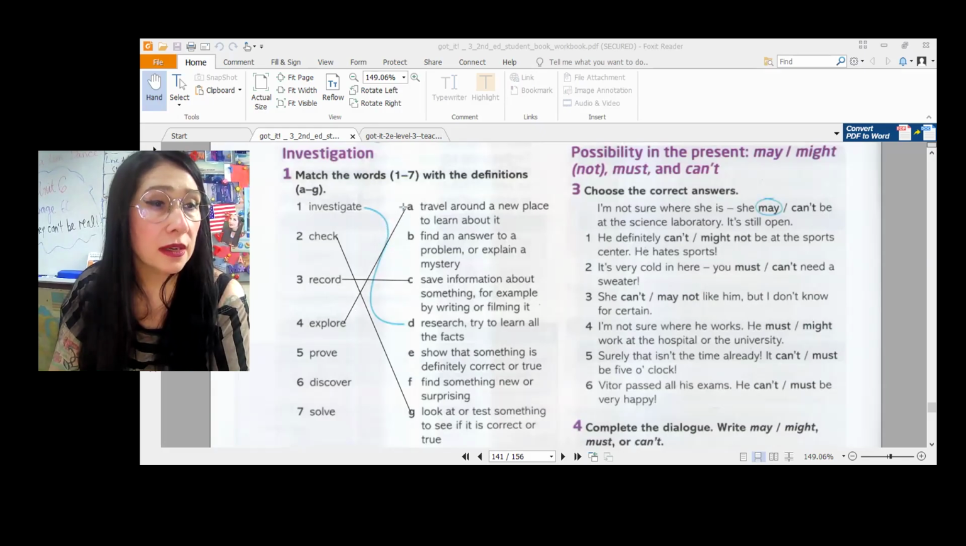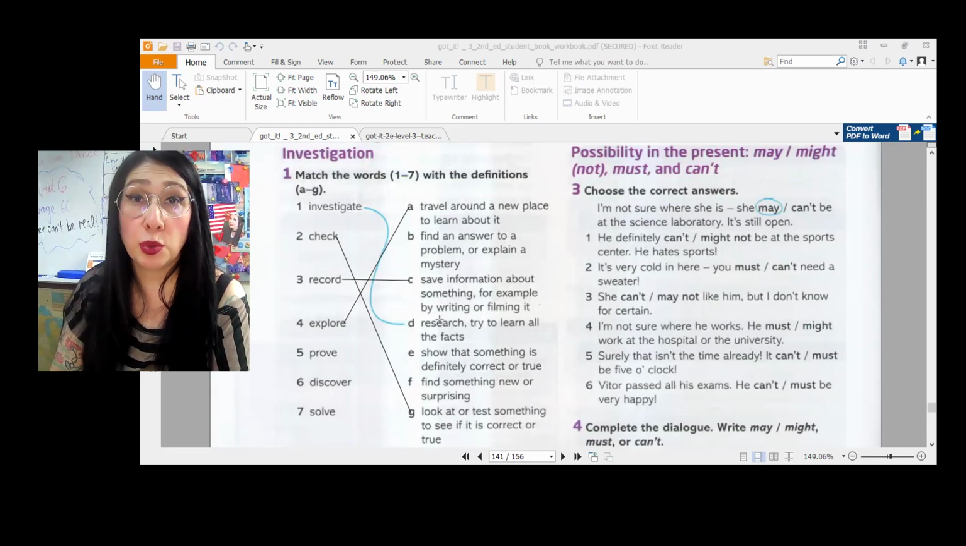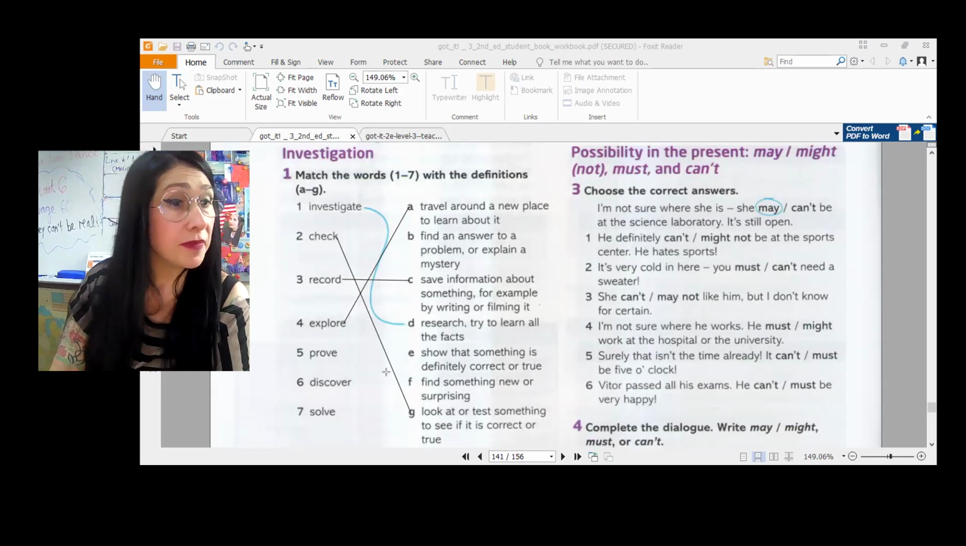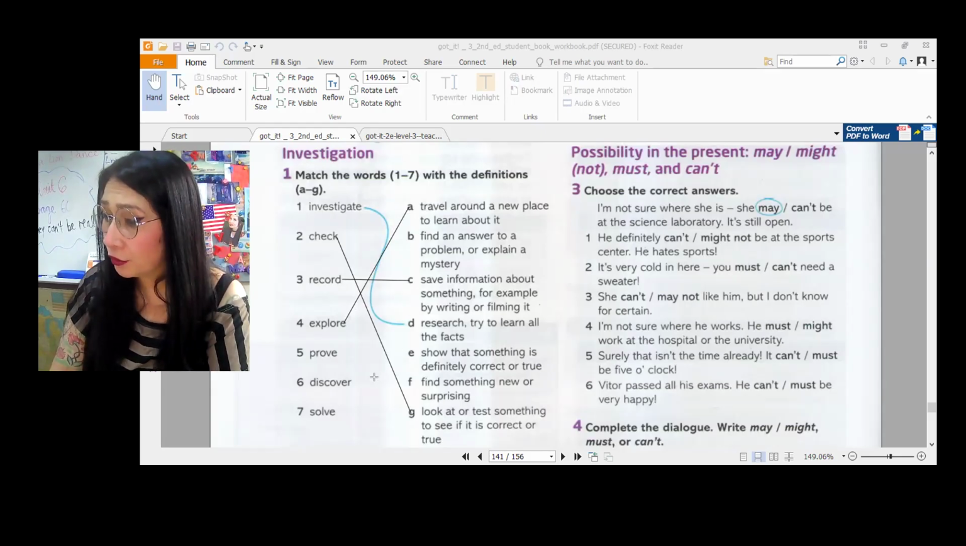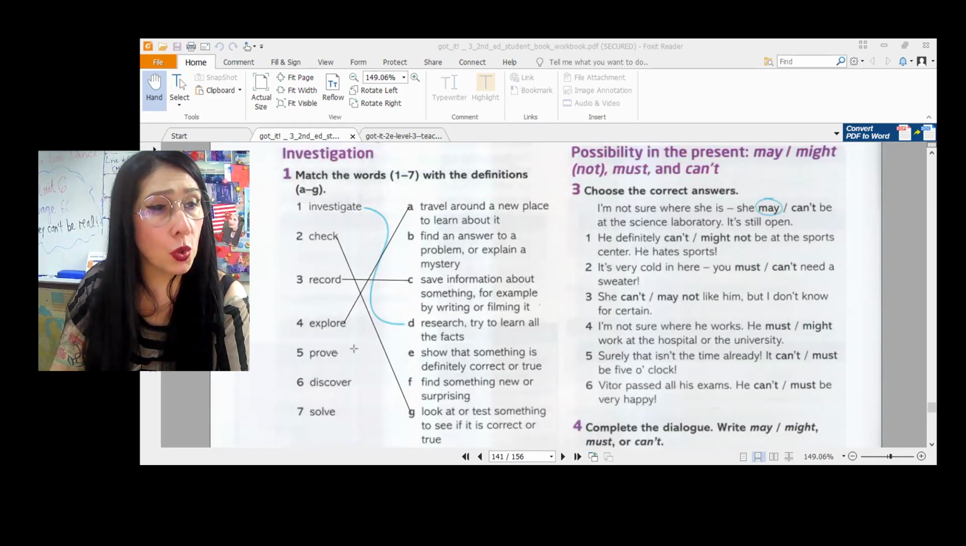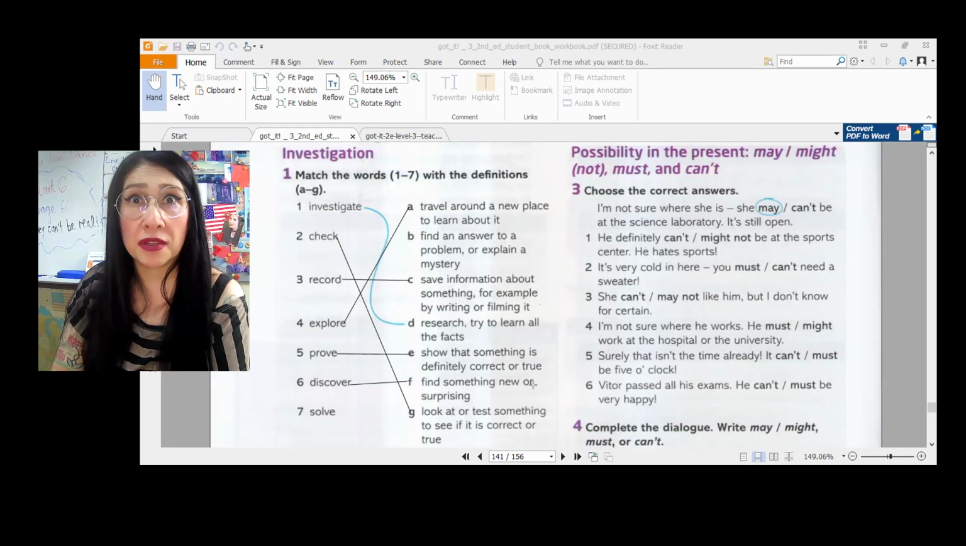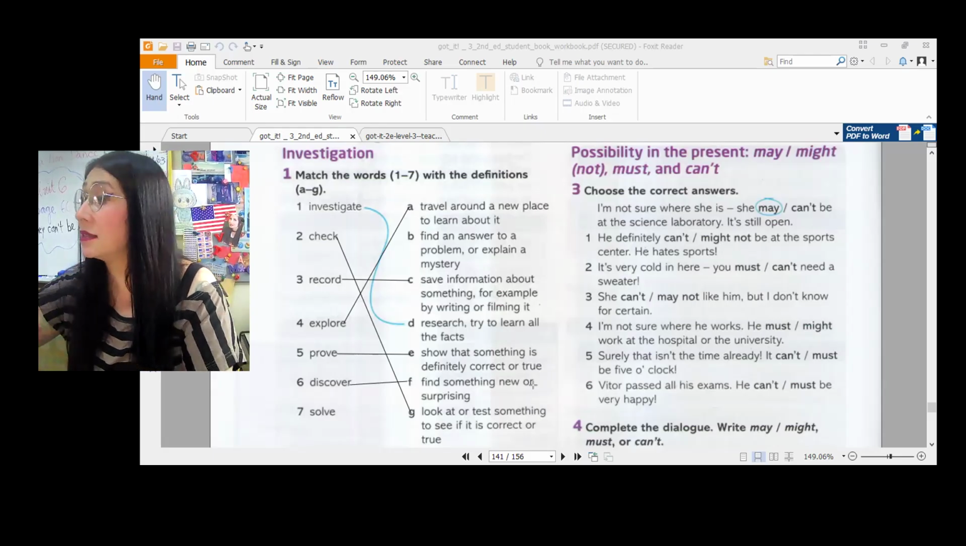is to travel around a new place to learn about it, to explore new continents, to explore new islands, to explore new indigenous tribes. Prove means to show that something is definitely correct or true. Discover means to find something new or surprising.